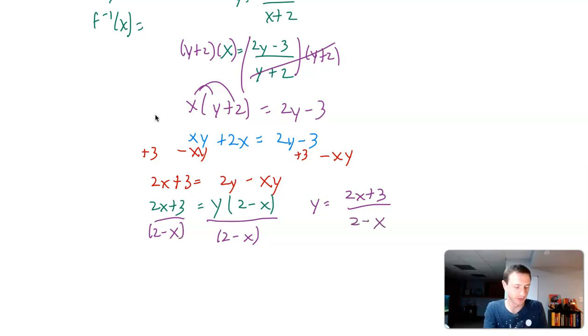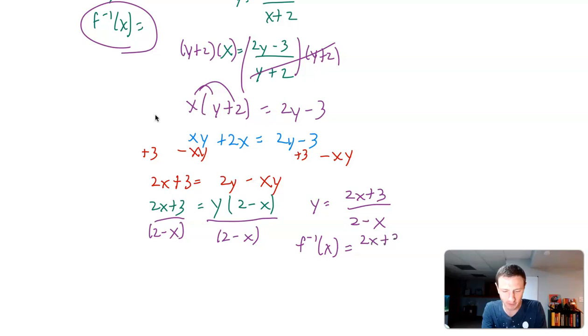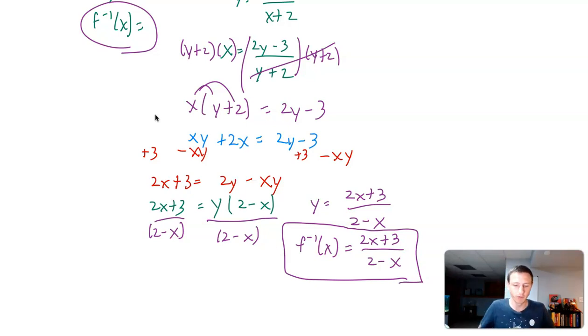Looks like the parentheses didn't carry there. So remember what I said before. Now that we have y by itself, you want to then replace that with the inverse: f inverse of x equals 2x plus 3 over 2 minus x. And then the 2's cancel out. I'm just joking. It's a common mistake that I always see. People are like, oh, 2, yeah, cool. No, you cannot do that. So you get the inverse of 2x plus 3 over 2 minus x.